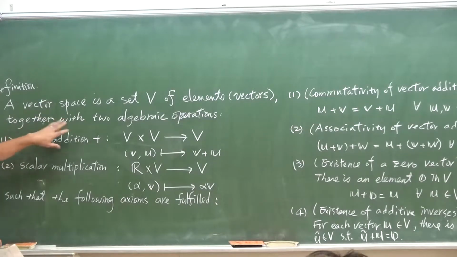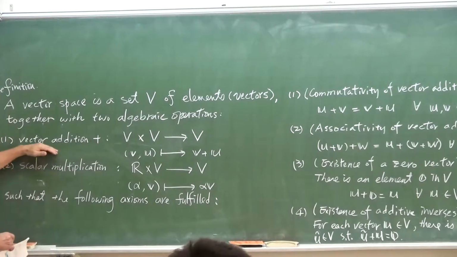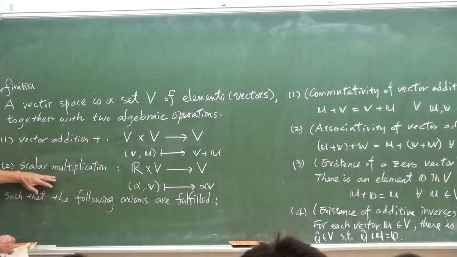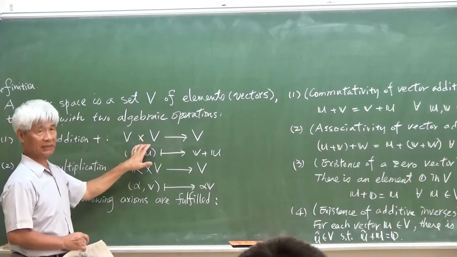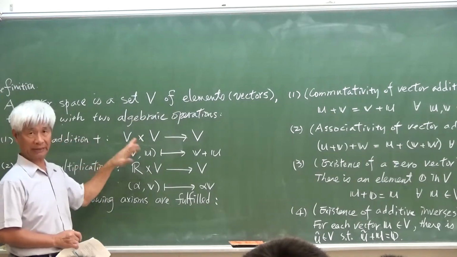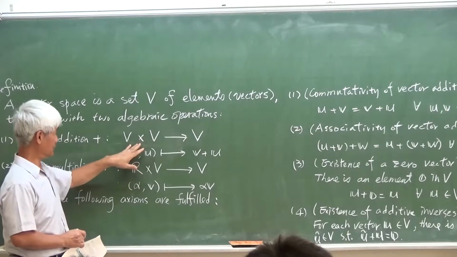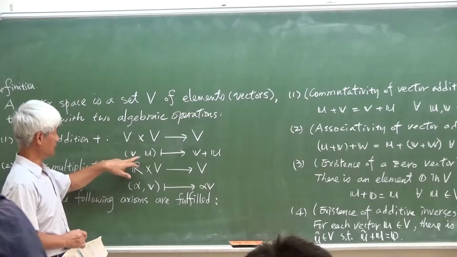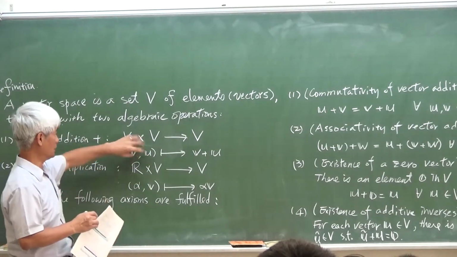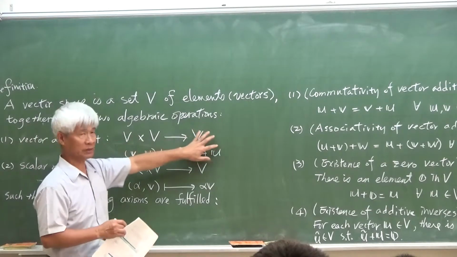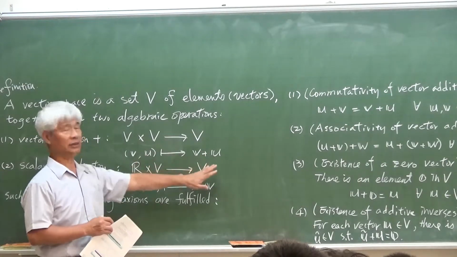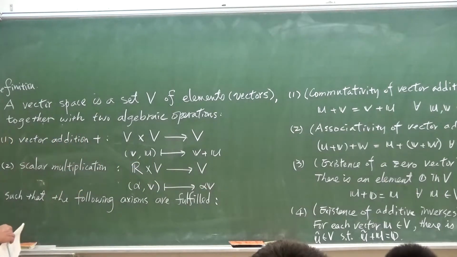a set together with two algebraic operations here. So actually, there is a vector addition and a scalar multiplication. For vector addition, for each pair of vectors, I define the addition in such a way that the pair is combined so that it becomes another vector. Okay, and this vector will be denoted as the sum of u and v. So this is called vector addition.